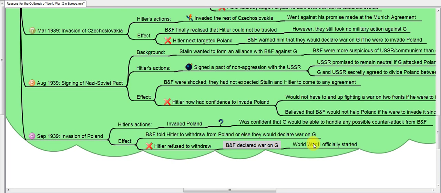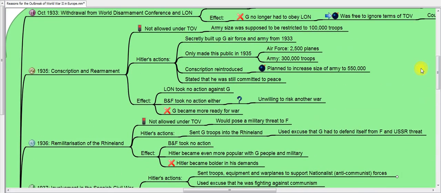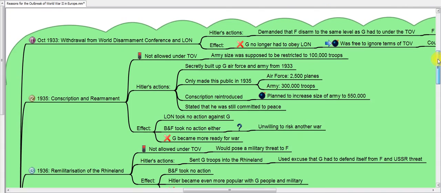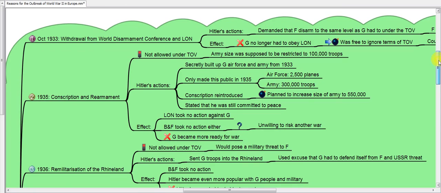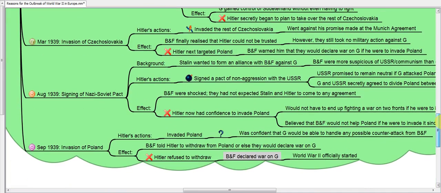So just like that, through all these actions on Germany's part, as Germany was not stopped due to British and French and League of Nations inaction, Hitler became more and more confident until he invaded Poland. The invasion of Poland was the event which finally started World War II, because when Hitler invaded Poland, Britain and France declared war on Germany. Alright, so that's about it.